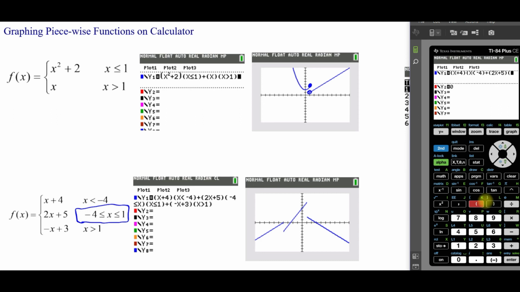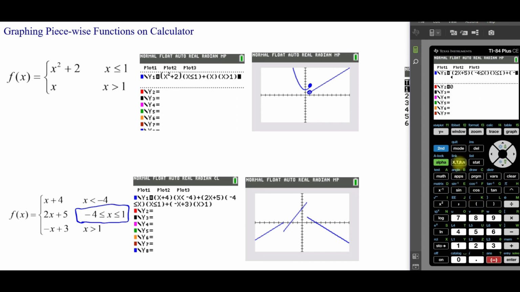The calculator does not understand the compound inequality, so you have to break this up into its separate pieces. So we're going to do negative 4 is less than or equal to x. Close the parenthesis, open a new parenthesis, and then we have to do the second part of that inequality, which is x is less than or equal to 1. Then a plus sign again, and then we can do the last line.